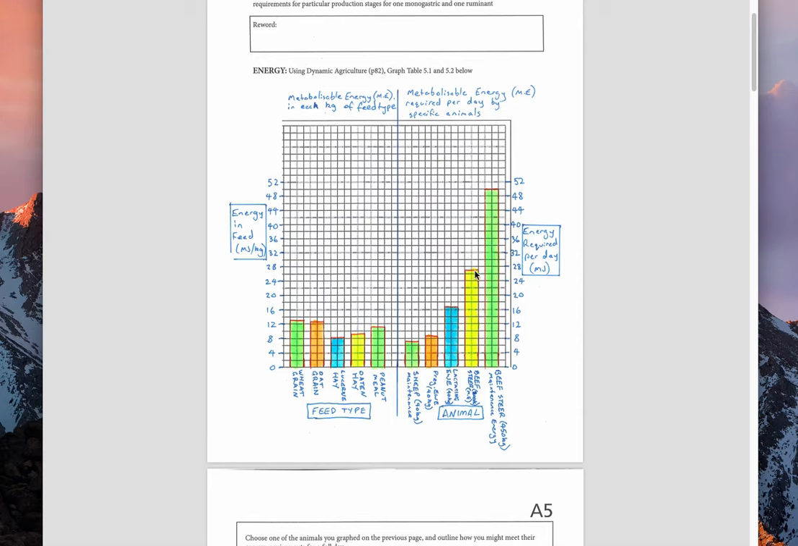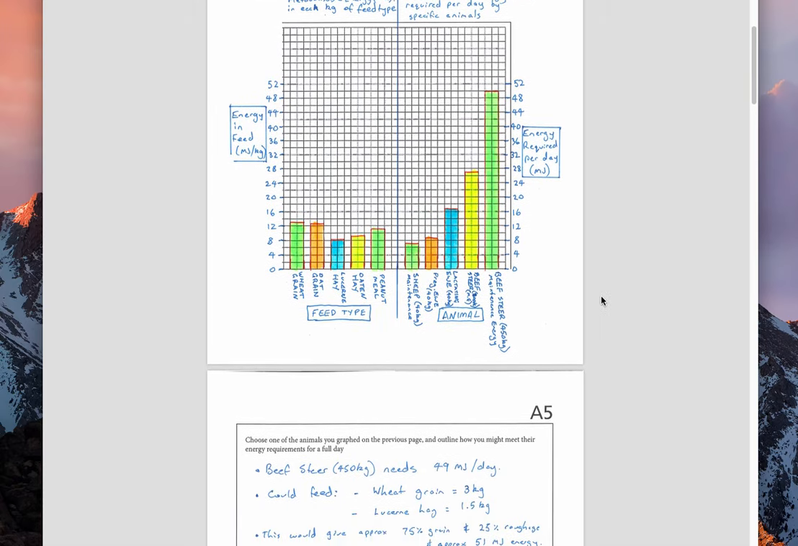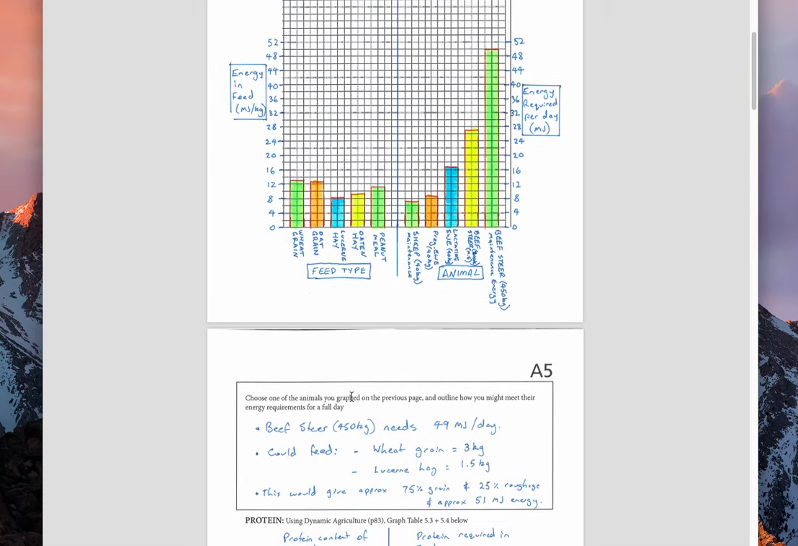Then here we have a 200 kilogram beef steer, about 27 megajoules per day. And then lastly, a 450 kilogram beef cattle steer, just for maintenance, requires about 49 megajoules. So if we have a look at this next question, choose one of the animals you graphed on the previous page, outline how you might meet their energy requirements for a full day. If we have a look at a beef steer here and it requires 49 megajoules per day, it's 450 kilograms.